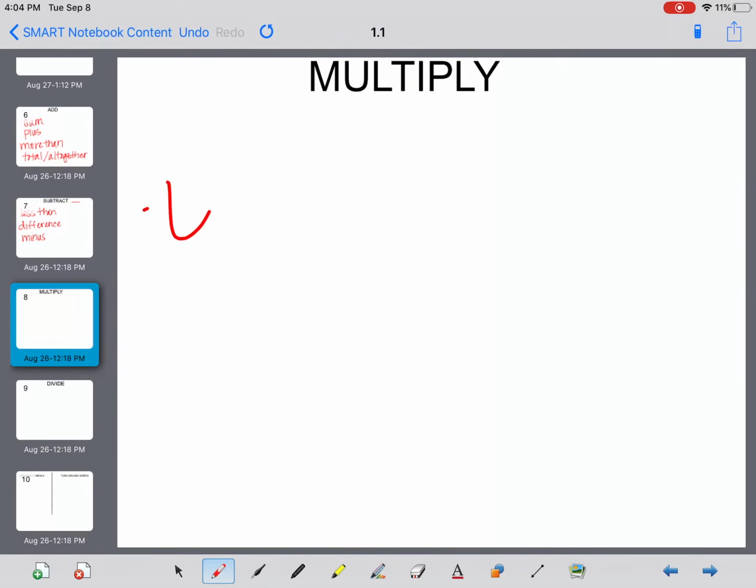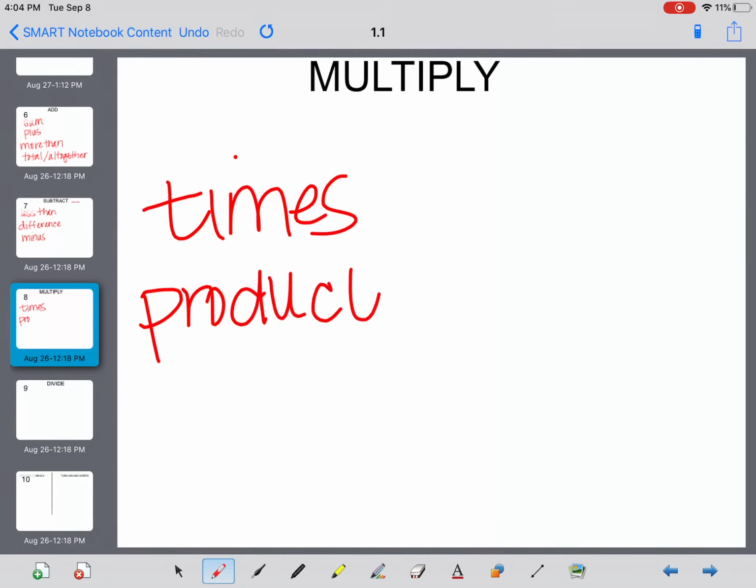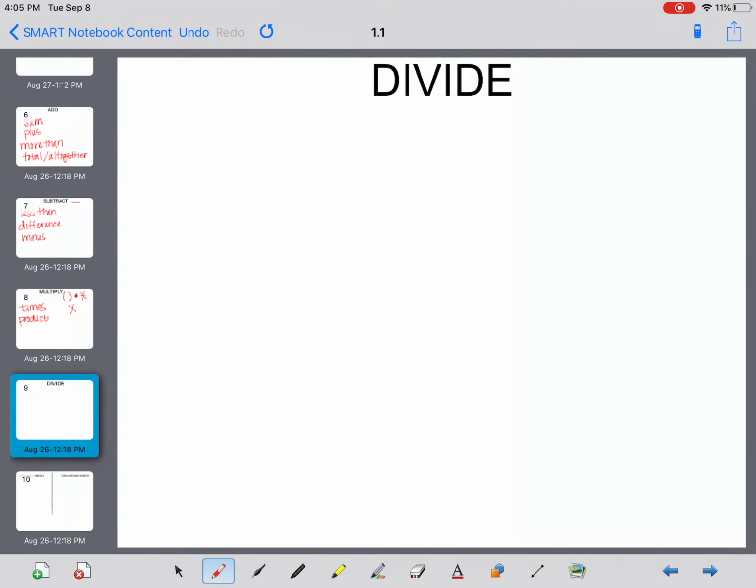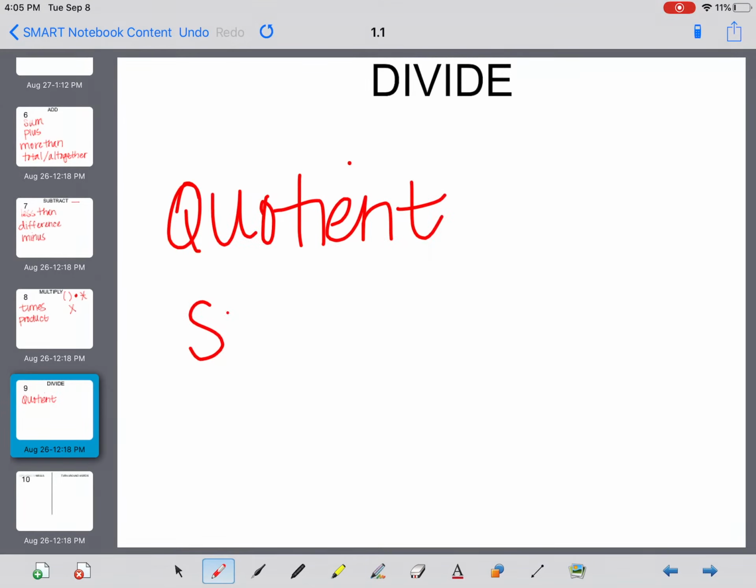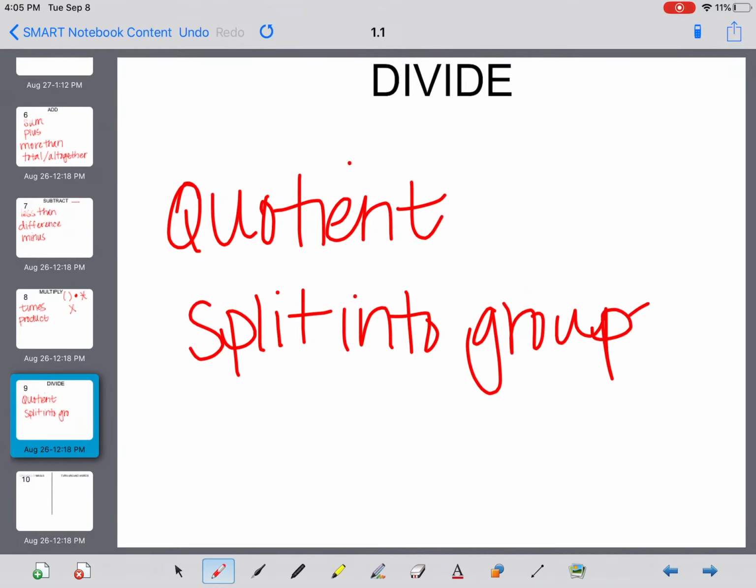For multiply, I had times and product, but this one had more symbols. This one had the parentheses, the dot, the asterisk, and we used to use the x, but we don't use that one anymore in algebra since now we use x as a variable. For divide, this one gets tougher. This one I just had quotient. Sometimes if you think of splitting things into groups, you would divide things up. And the symbols for that one, we have the line between two dots, we have the house, the slash, and the fraction bar. Those all mean divide.